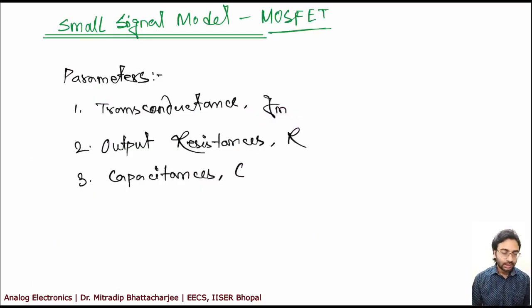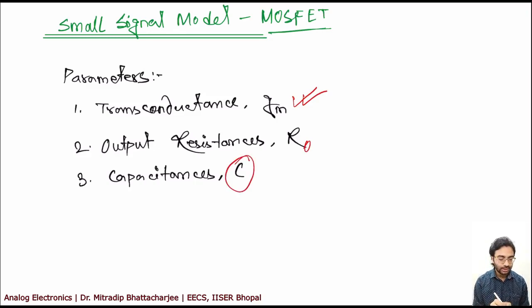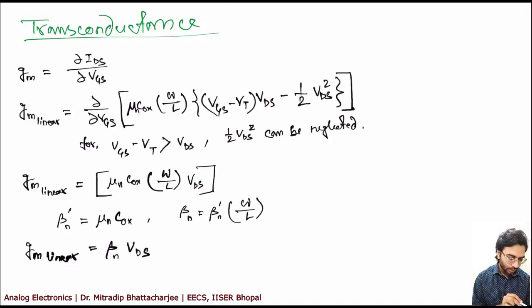Now today we will see the important parameters we are interested in for the MOSFET device. Of course, like BJT, we are interested in gm, we are interested in output resistance r0, and we are interested in capacitances. We will see one by one what those values are. For transconductance, we know gm is equal to delta IDS by delta VGS, which we have seen previously. Here this is output current by input voltage, and that is why we call it transconductance.